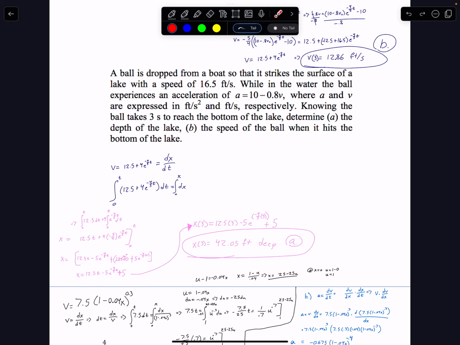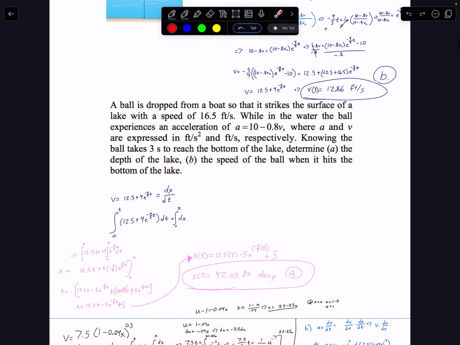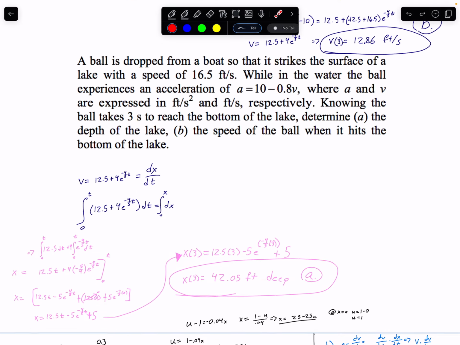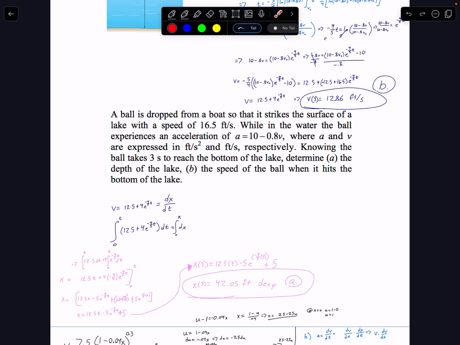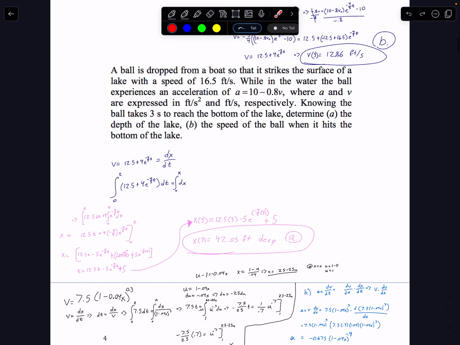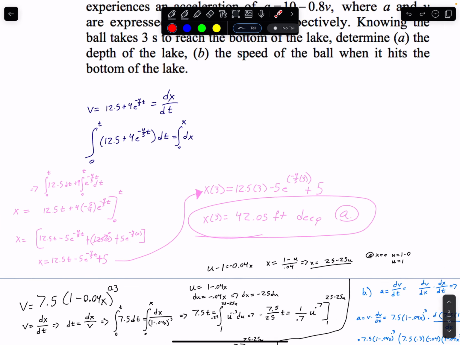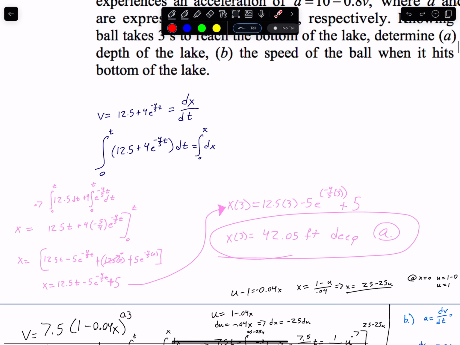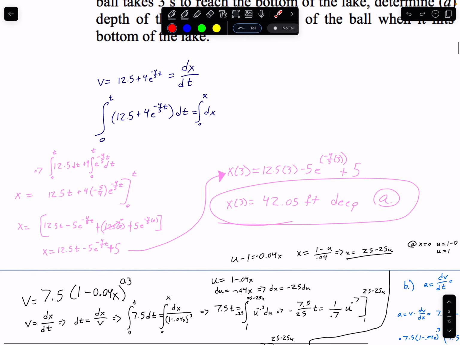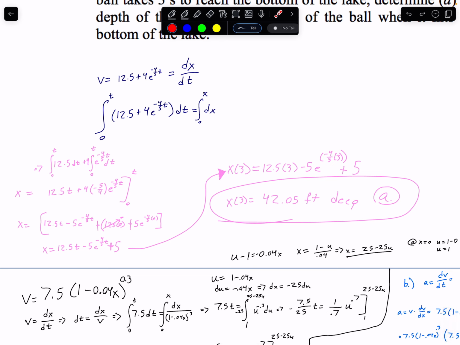And then, we are also able to, we have to continue that. That is just for part B, which was easier to solve, so that's why I did it first. And this is for part A. So since we have the velocity equation, we know that the velocity equation is the derivative of the position function. So if we take the integral of the velocity, we end up with the position function.